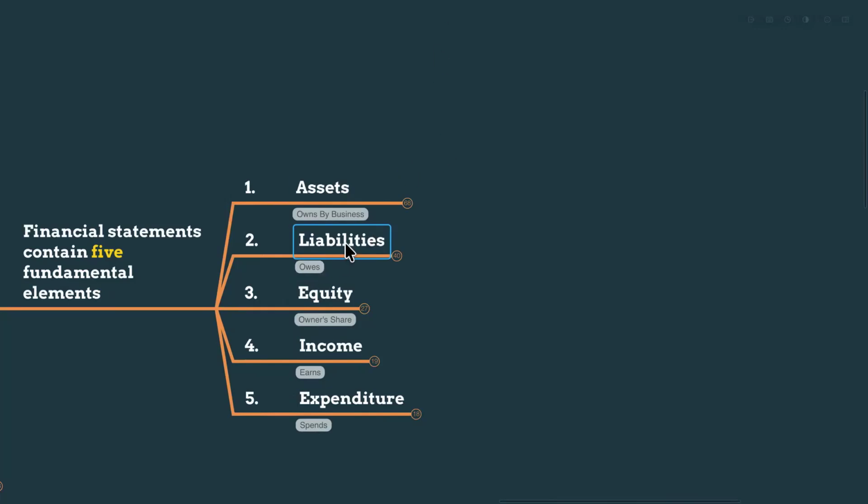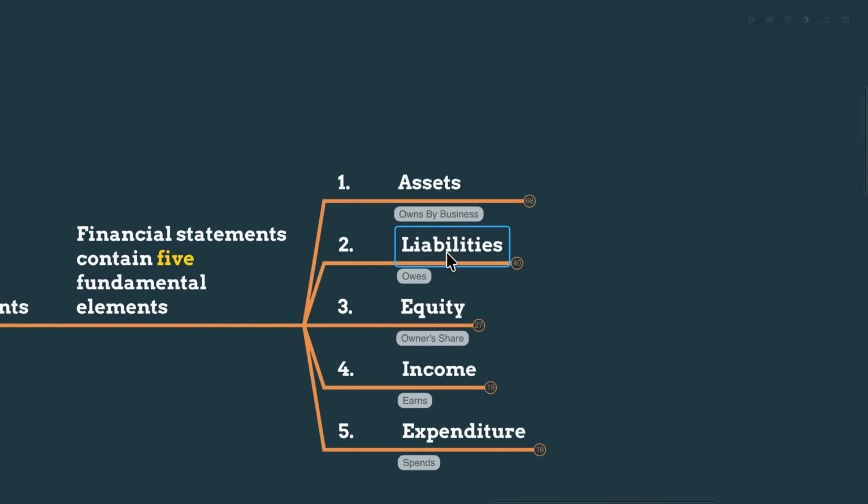So, liabilities means the business owes to other people. The liability is the opposite of an asset, my dears. It's what your business owes to others. It means you promise to pay or give something in the future to someone or some company, right?